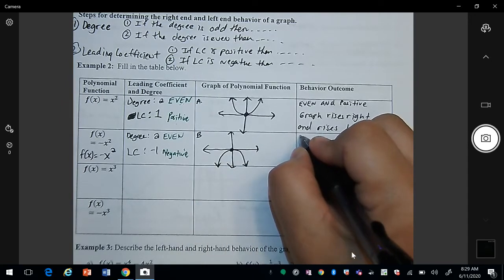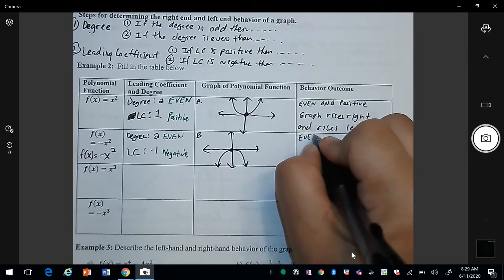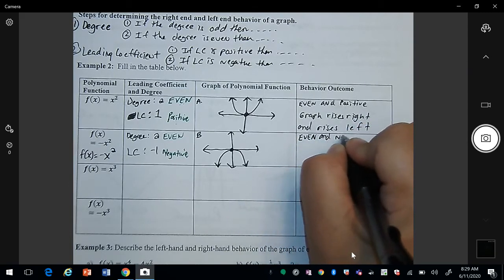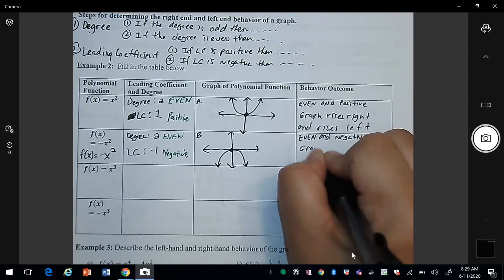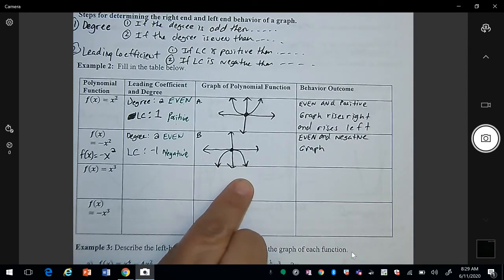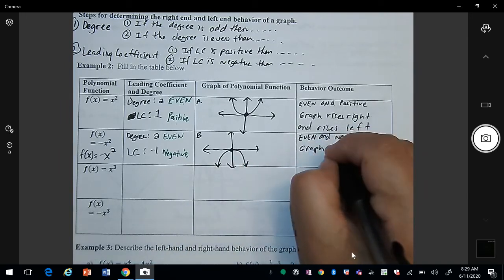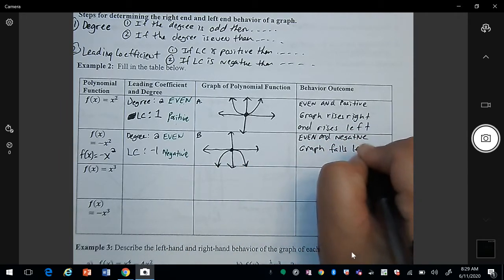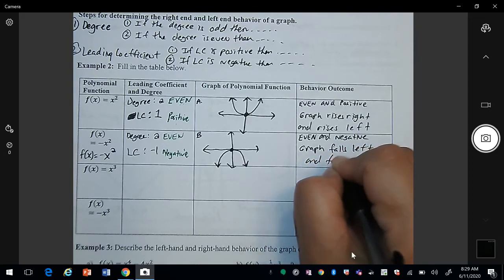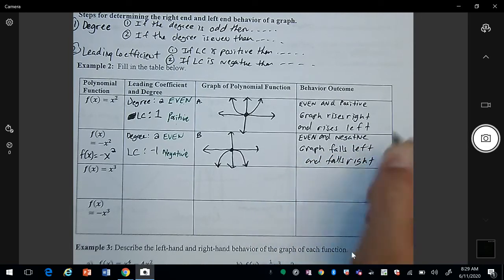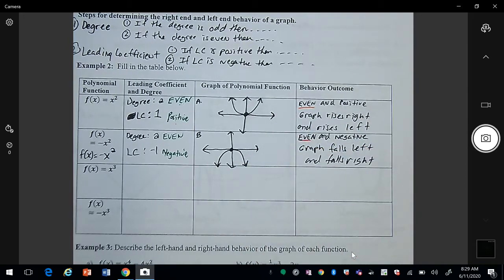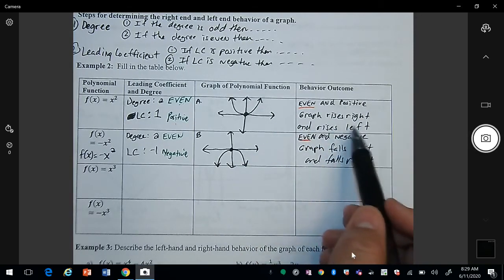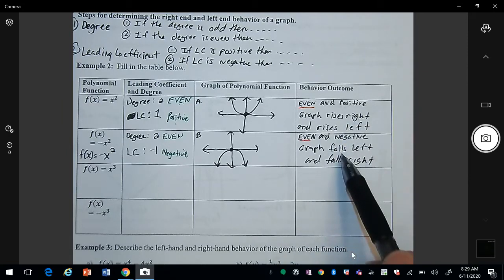Okay, so when you have a graph with degree even and negative coefficient, then we say that the graph, so to the right it's falling and to the left it's falling. So the graph falls left and falls right. Okay, so in both situations, when the degree was even, the graph does the same to the right and to the left. So it either falls left and right or it rises left and right.